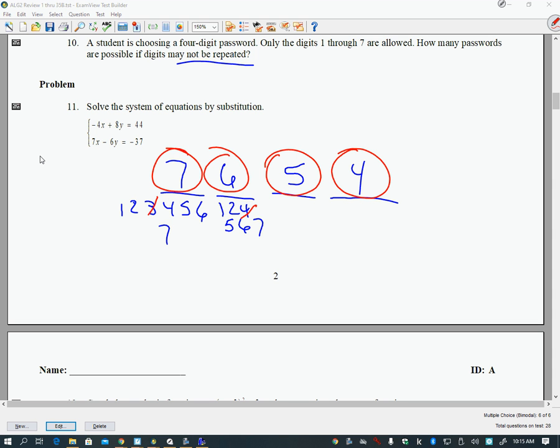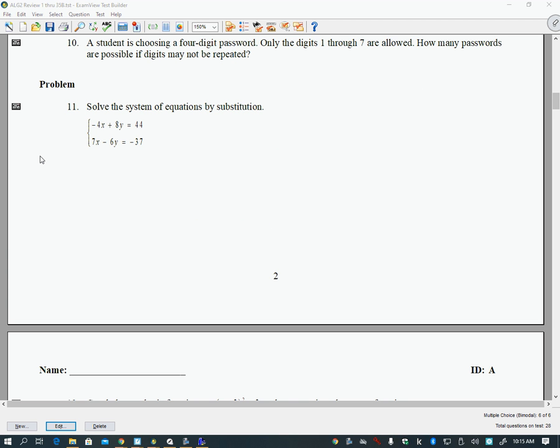Does that make sense? So 7 times 6 times 5 times 4 is what? 840 possible passwords. Okay. Yeah, you want to multiply them. Multiplication.